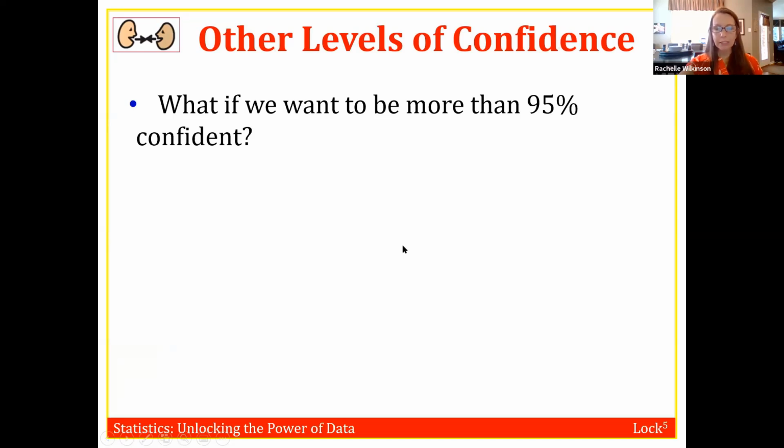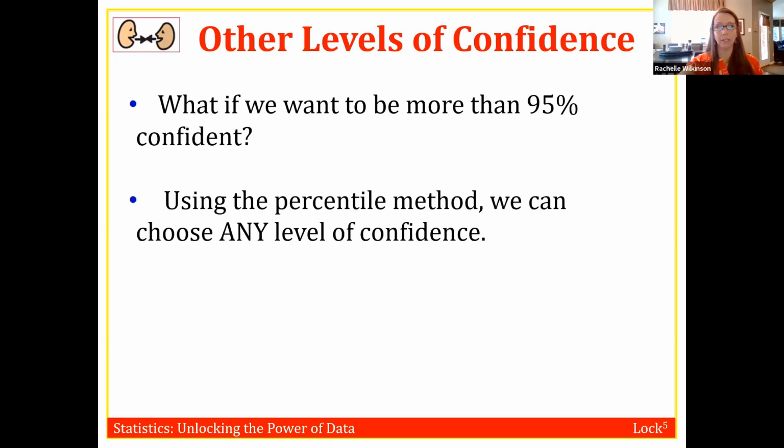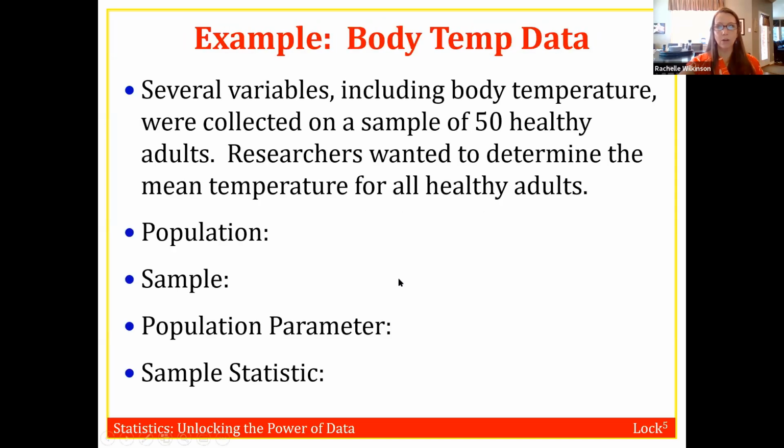So far we've only looked at 95% confidence intervals, but what if we want to be more confident than 95%? Well, we can do that using the percentile method. We can have any level of confidence that we want to. This next data set was collected on 50 healthy adults, and they measured a whole bunch of variables, including body temperature. What we want to know is the mean temperature for all healthy adults. So the population is going to be all healthy adults.